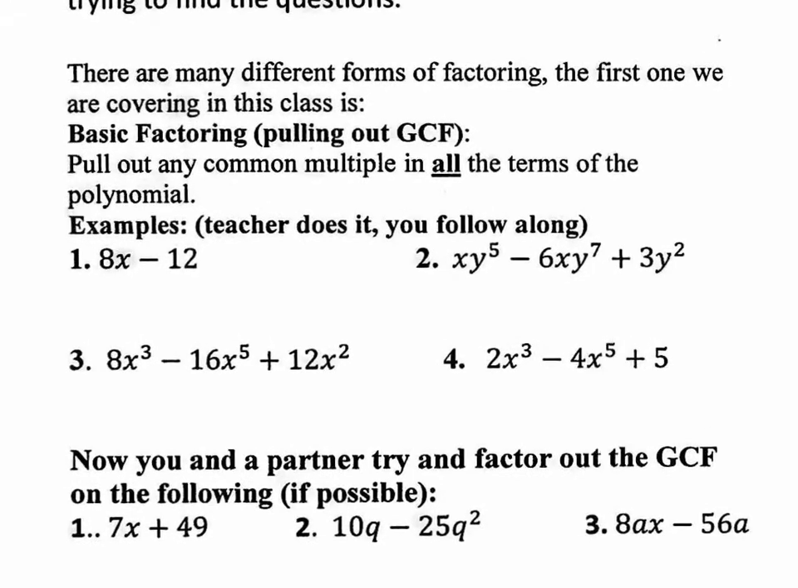Let's continue reading right here. There are many different forms of factoring. The first one we're going to cover in this class is basic factoring, pulling out the GCF. That's the GCF that represents greatest common factor. So pull out any common multiple in all terms of the polynomial. Example, let me do this one, and then you guys follow along in your notes.